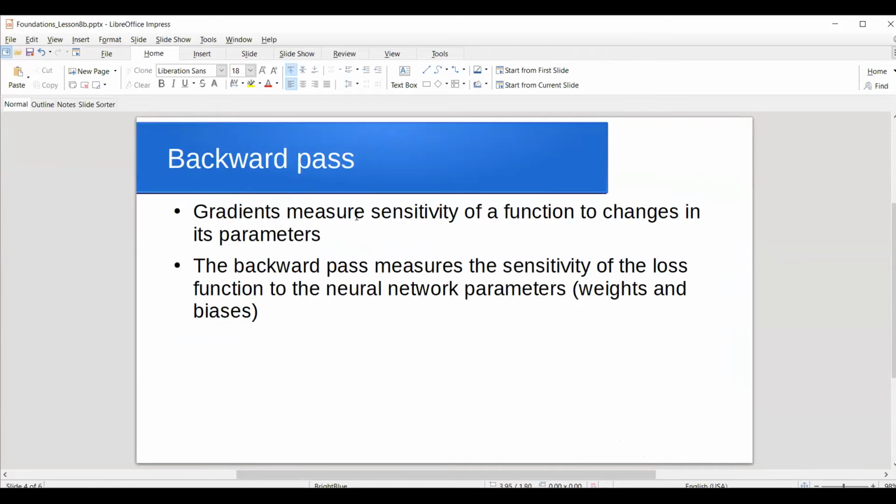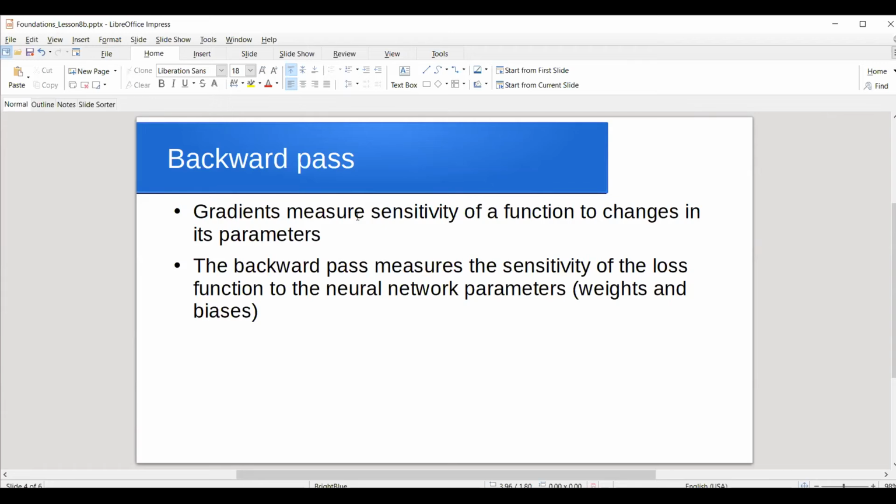So the backward pass is basically computing the gradients: the gradient of the loss function with respect to the parameters in your model. The parameters are the weights and biases. And why are we doing that? We're trying to measure the sensitivity of the loss function to these parameters so that we can twiddle them and get parameters that make the loss function smaller.